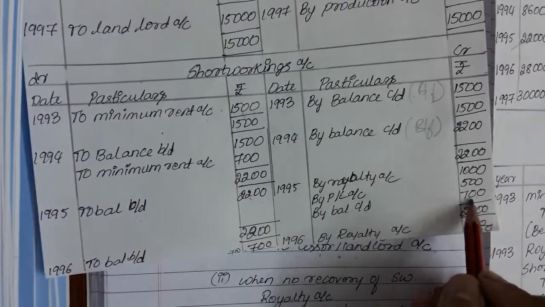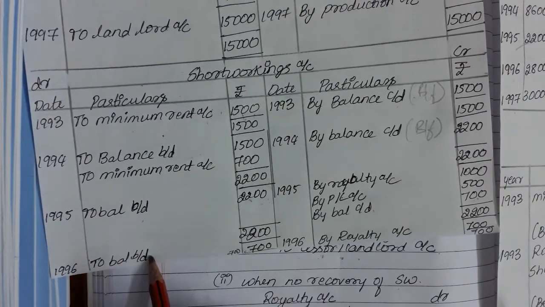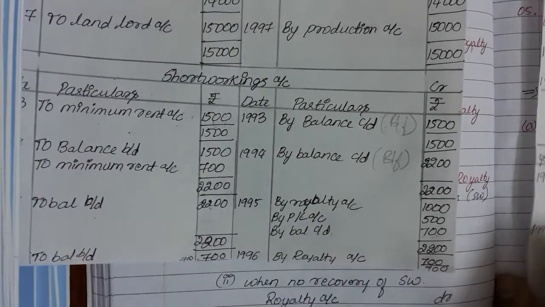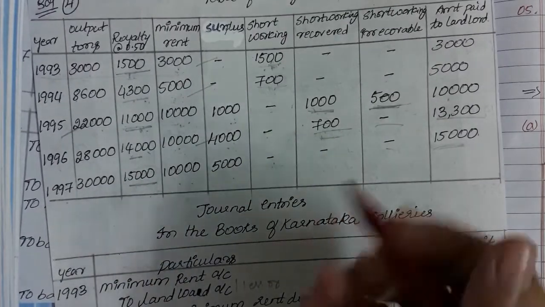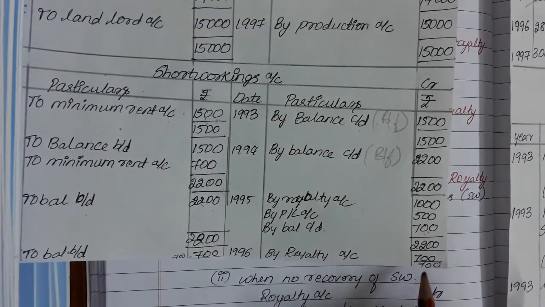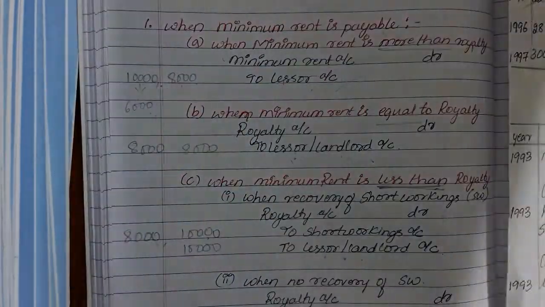So how to write? Whatever I carried down, you bring down here. Brought down 700. So in 1996 by royalty account. So here you have recovered the short workings. From where did you recover? You recovered it from royalty. So by royalty account 700. There is no space, but I have tallied here 700 and 700. So done with short workings account.